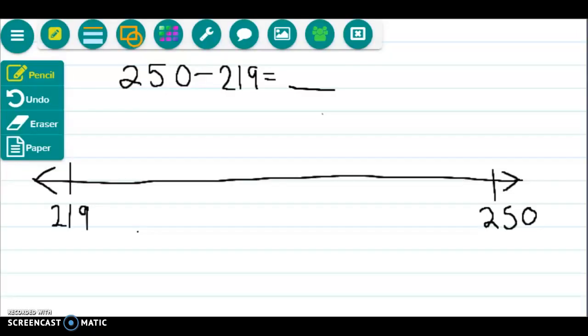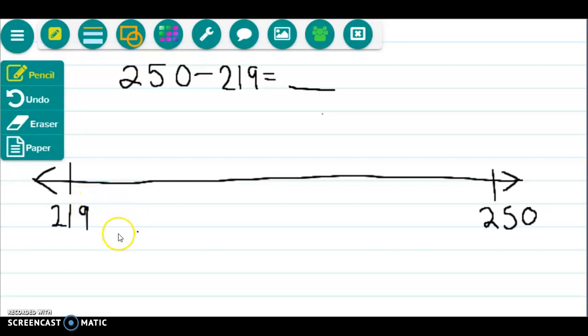Okay, so here we have 250 minus 219. Right away I can see that there's a 0 in my bigger number, which is 250, and there's a 9 in my smaller number, which is actually bigger than 0, but it's in my smaller number, so that tells me I'm going to have to regroup. Now, to avoid regrouping, I like to use an open number line and add up on the open number line. If you solved your problem using a different strategy, that's okay.